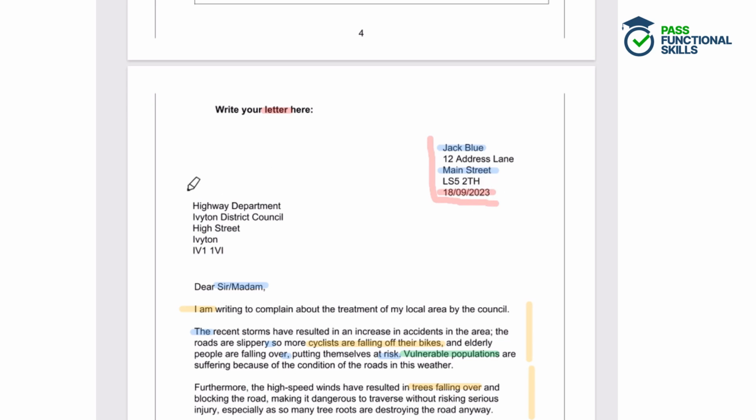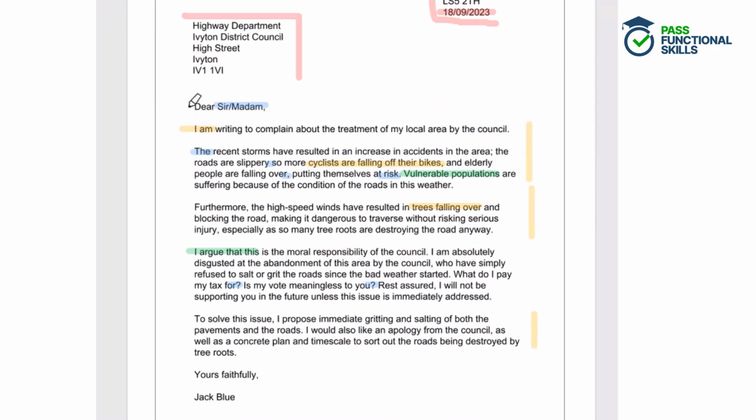Then, aligned to the left, we have the recipient's address. So we're writing to the Highway Department at Ivyton District Council. If you had the name of a specific person, then you would include that there as well. So make sure that you have your addresses in the correct order and make sure that you've got the date included underneath the sender's address there. Then you need to include a polite greeting like dear sir or madam and a polite sign off as well.